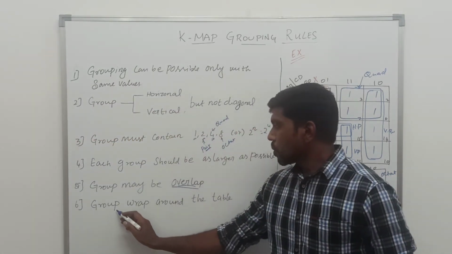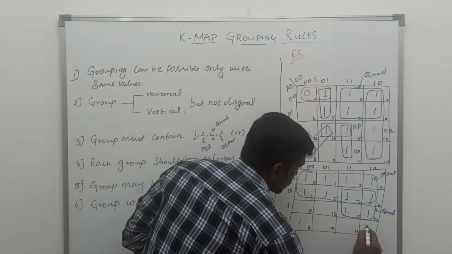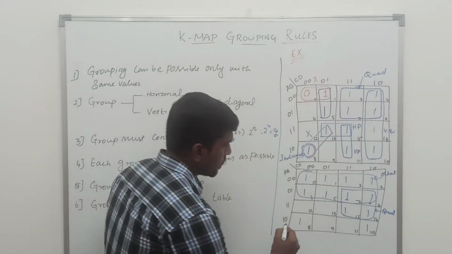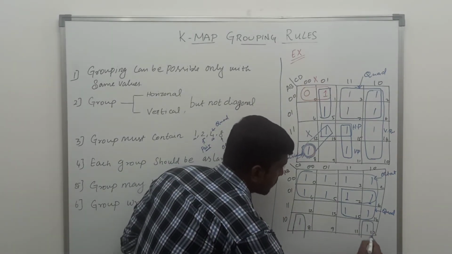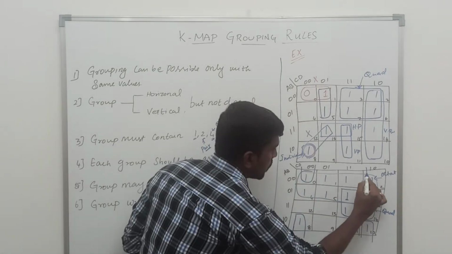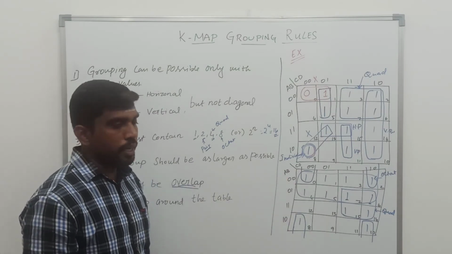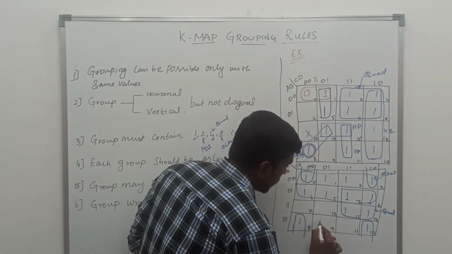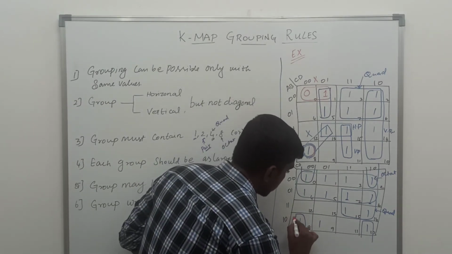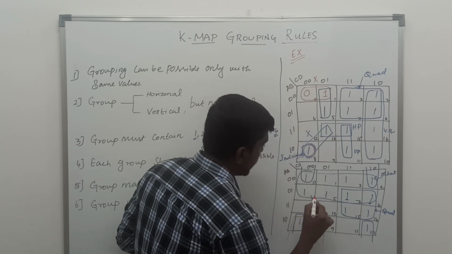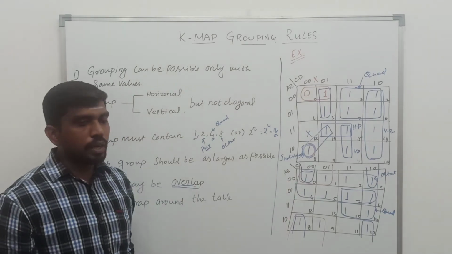The final rule, groups wrap around the table. Let us consider like this. So this 8, 10, 0 and 1. So it's also a possibility of taking the quad. So one more example, 8, 9, 1. So you can take this possibility also. So 8, 9, 0, 1. So it's also a quad possibility.